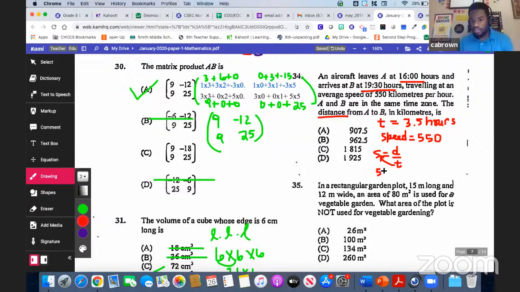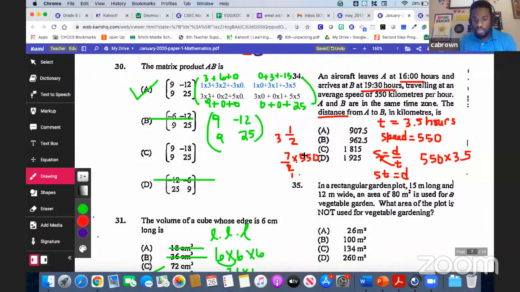So our speed is 550. Let me simplify before I work it in. So S times T, speed times time, is equal to distance. So if you need to find the distance, it is the speed times the time. So we're going to be multiplying 550 times 3.5. 3.5 is the same thing as 7 over 2. So this would be 7 over 2 times 550.